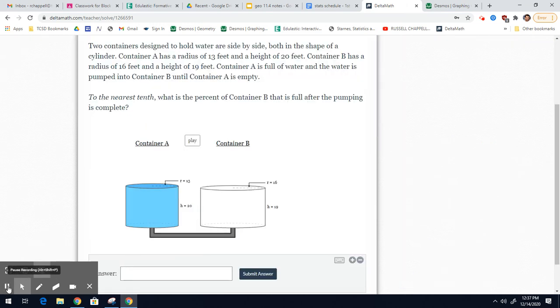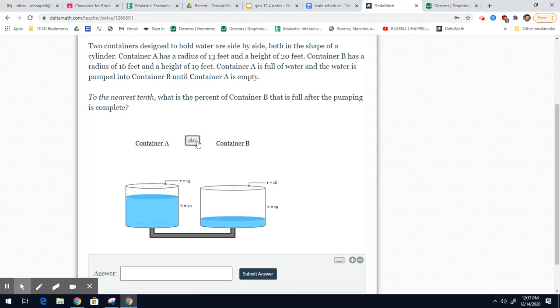All right, so here's our next problem. It says two containers designed to hold water side by side, both in the shape of a cylinder. A has a radius of 13, height of 20. B has a radius of 16, height of 19. Container A is full of water, and the water is pumped into container B until container A is empty. To the nearest tenth, what is the percent of container B that is full after the pumping? So let's watch.